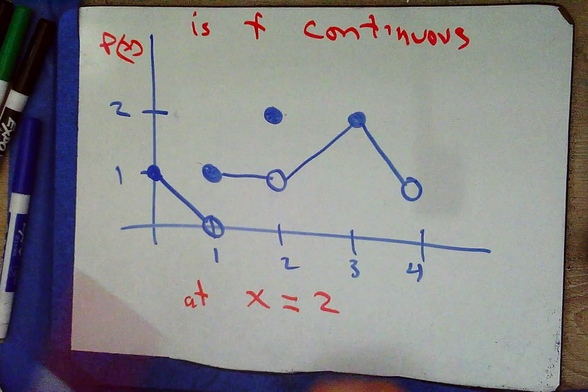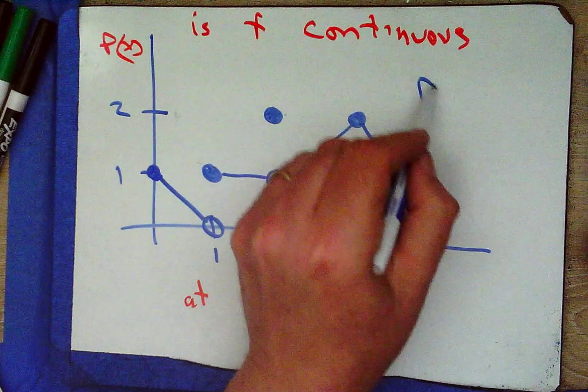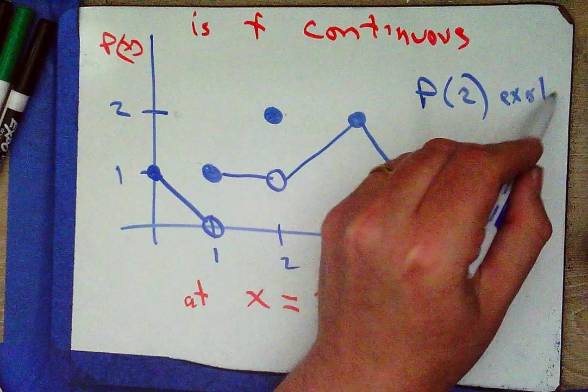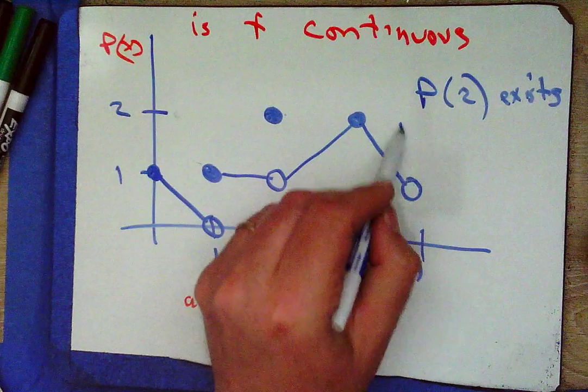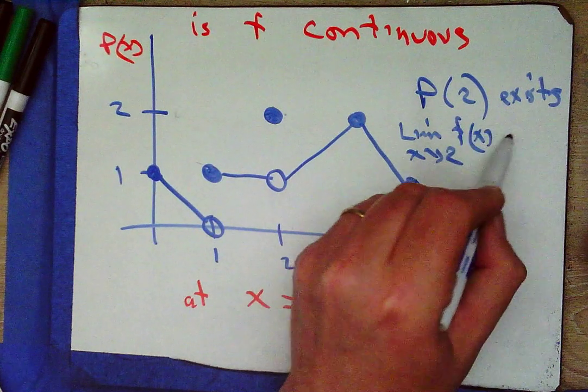All right, so here's what I think. I think f of 2 exists. And I think the limit as x approaches 2 of f of x exists.